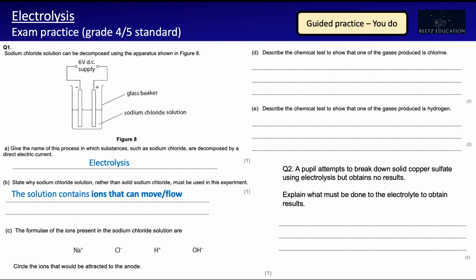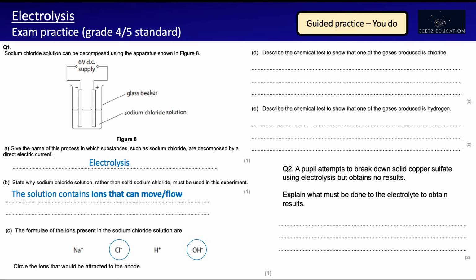The next one, key term here, it's a solution of sodium chloride. And if it's the ions attracted to the anode, we're looking for negatively charged anions. So both the chloride and the hydroxide need circling.